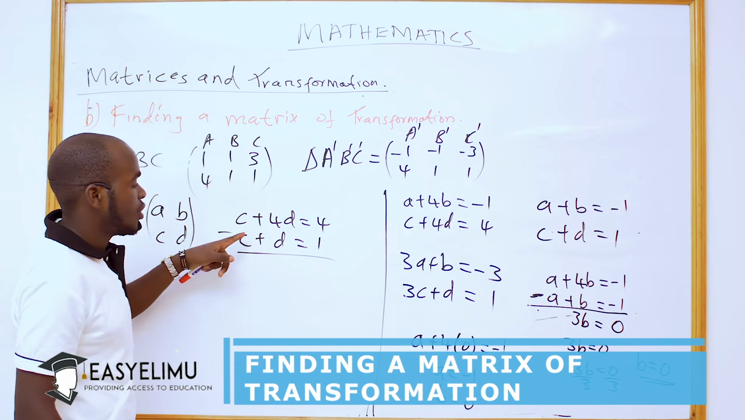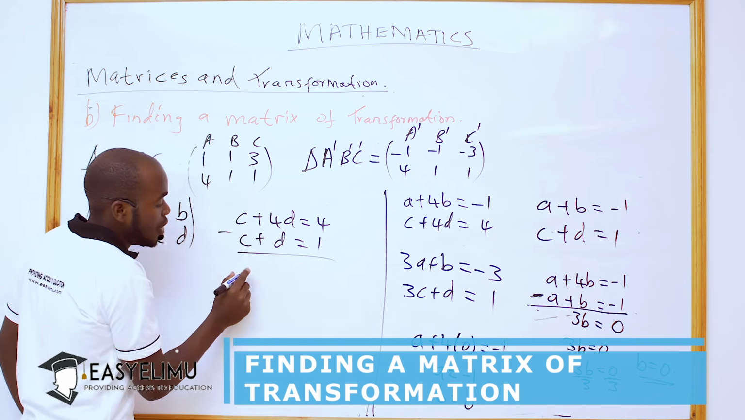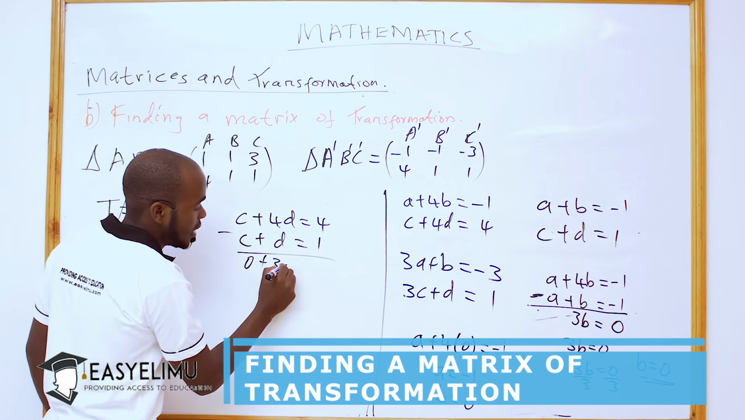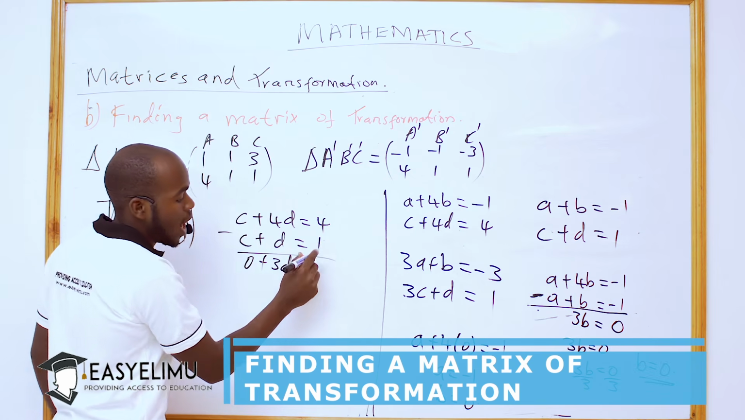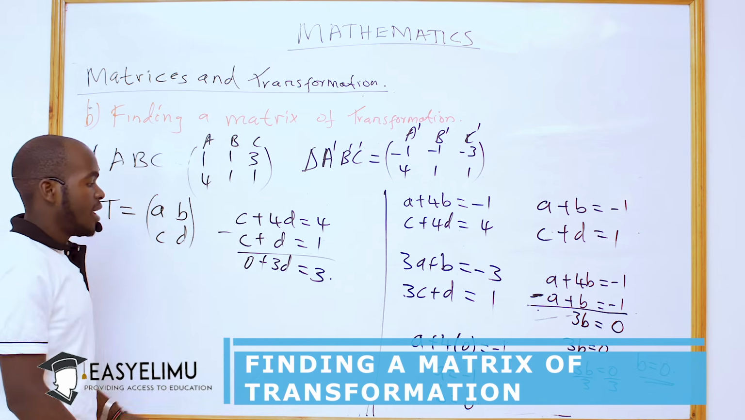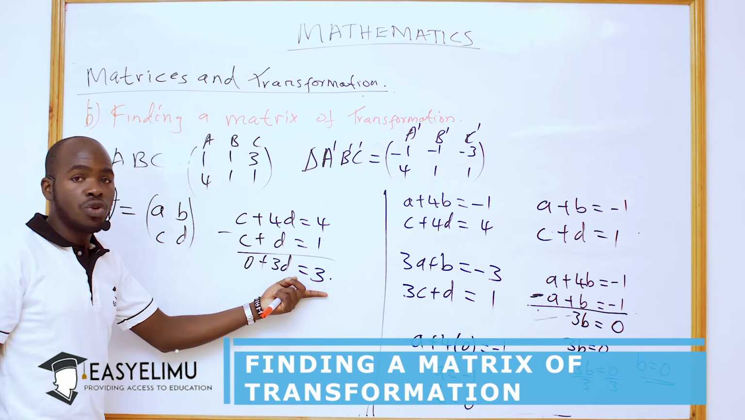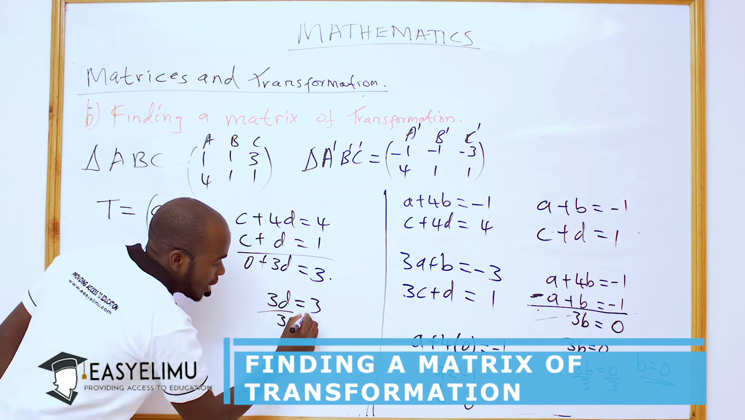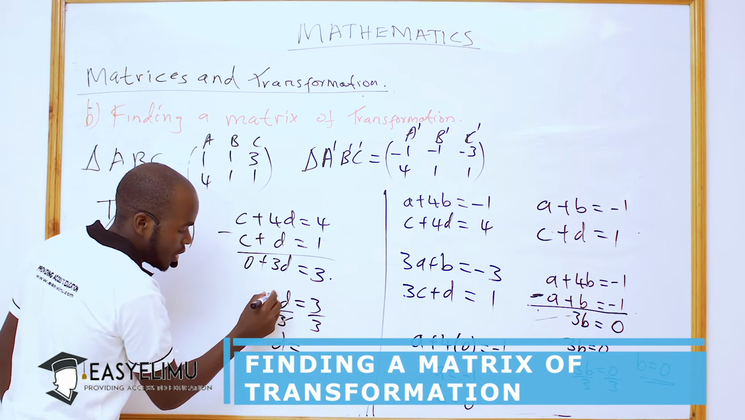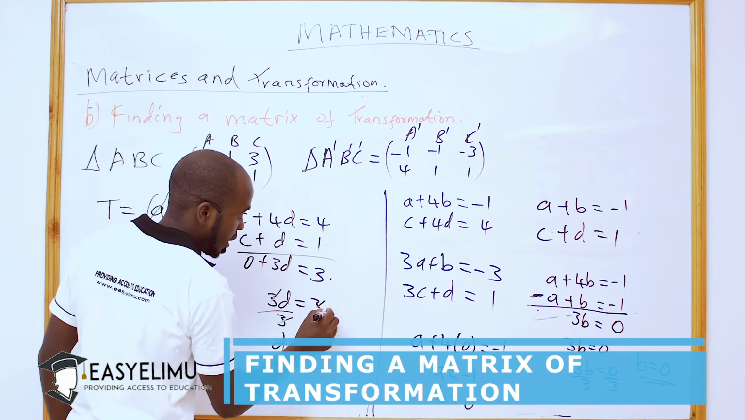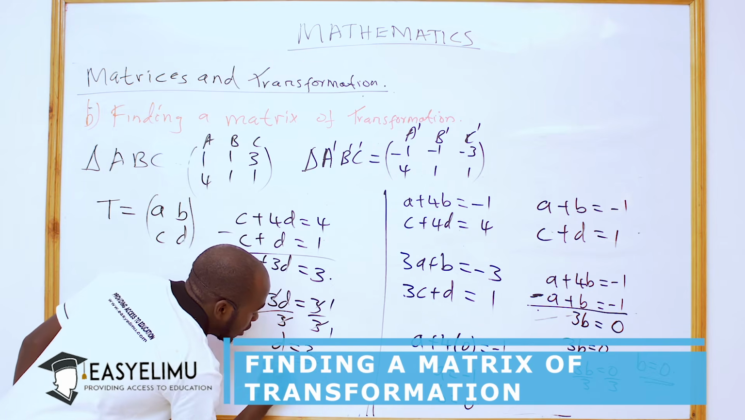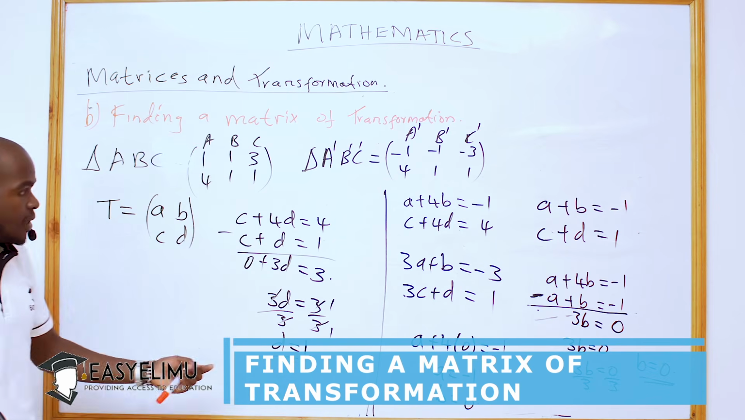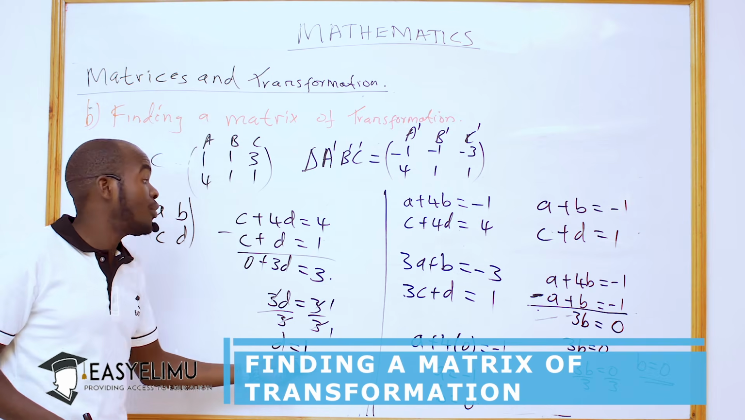Now, let's subtract to eliminate C. If you eliminate this one, it will be 0 plus 4D minus D, you will get 3D. And 4 minus 1 is equal to 3. Now, we have 3D equals 3. If we need the value of D, we need to divide both sides by 3 to get D equals to, this one cancels with the other 3. 3 by 3, you get 1. So, our D equals 1. We have found our value of D equal to 1.